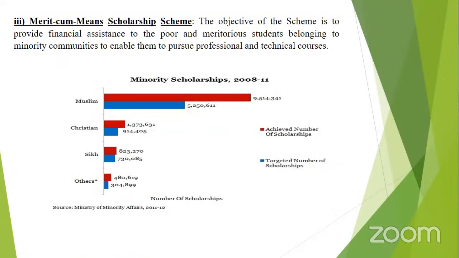The third is the merit-cum-means scholarship scheme. The objective of this scheme is to provide financial assistance to poor and meritorious students belonging to minority communities to enable them to pursue professional and technical courses. Here is the chart of the different minority scholarships. The source is the Ministry of Minority Affairs.